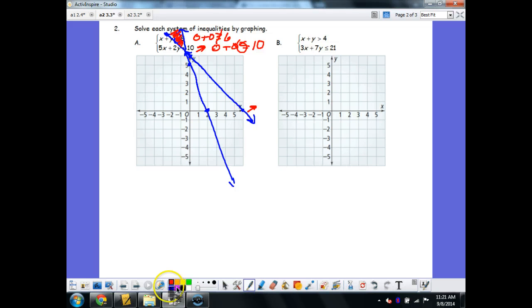Now for B, again we graph the line x plus y equals 4. The x-intercept and the y-intercept are both the same. And since it is just less than, we are going to graph a dashed line. And we can again check the point 0, 0. Is 0 plus 0 greater than 4? No. So we're going to shade the opposite side of that line. So our final shaded region is going to be in that area somewhere.